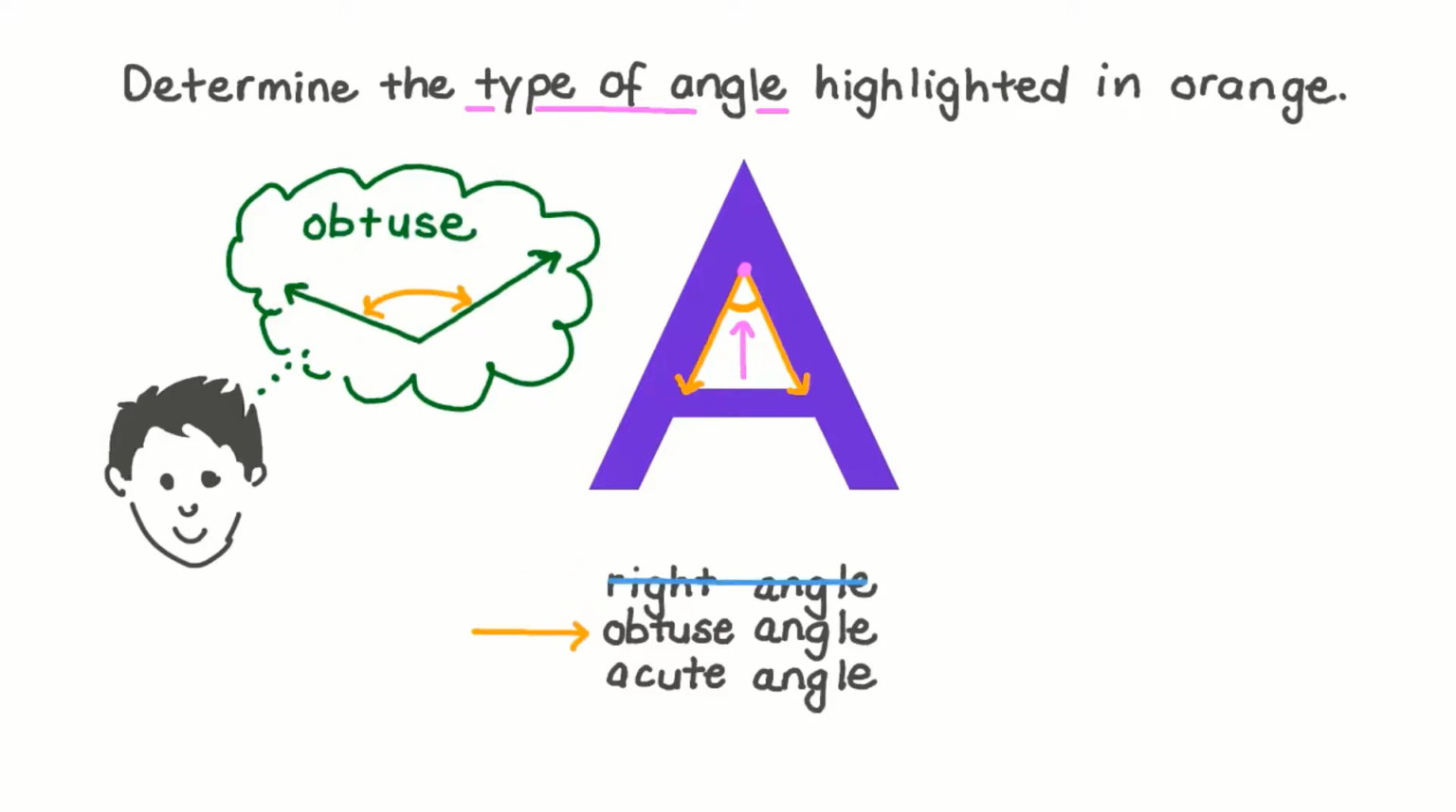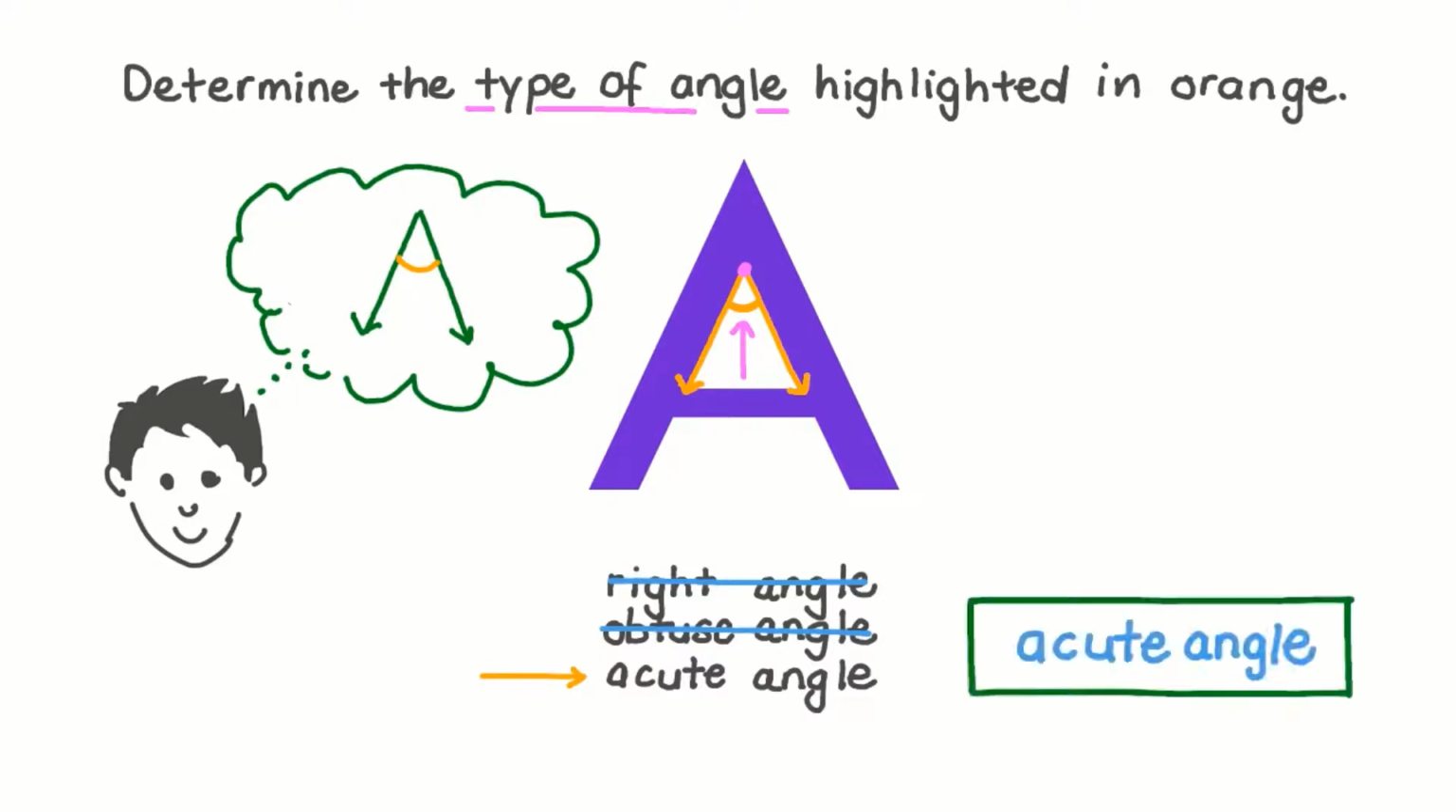An obtuse angle is an angle which measures greater than 90 degrees. The orange angle is not an obtuse angle. The angle highlighted in orange is an acute angle. It measures less than a right angle. The type of angle highlighted in orange is acute. The orange angle is an acute angle.